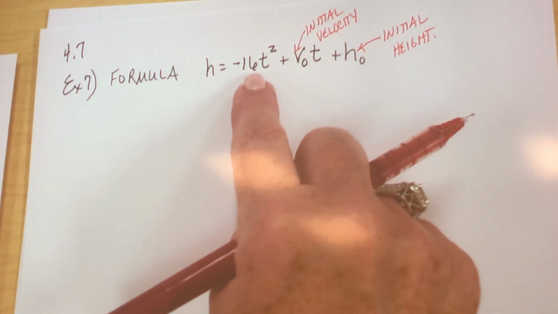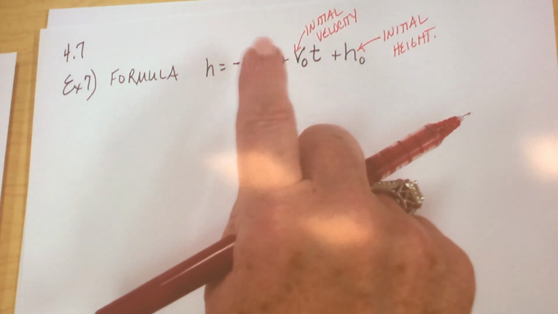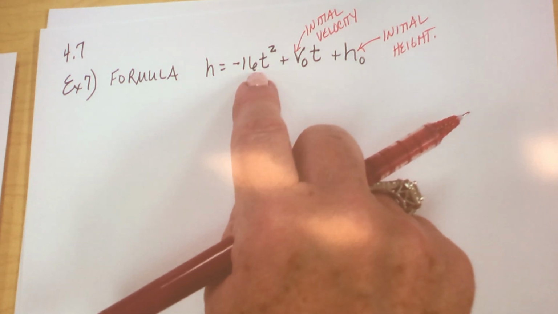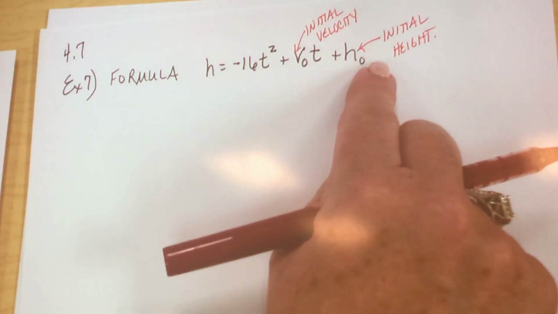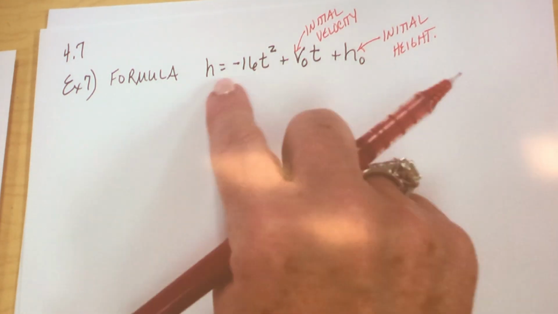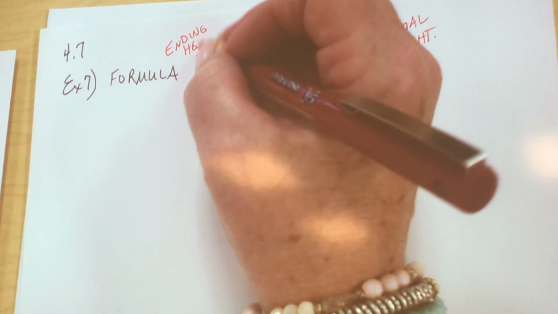This negative 16 right here has to do with gravity and things like that. That's physics. I'm not teaching physics. And this h right here, if this is my initial or beginning height, what is this? The height. He's my ending height.